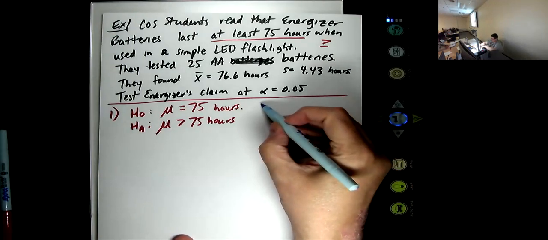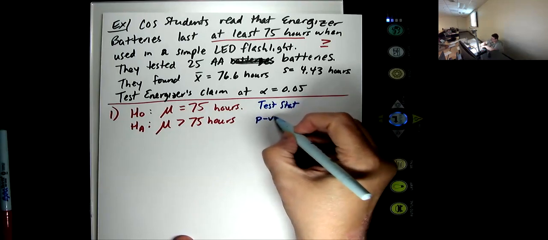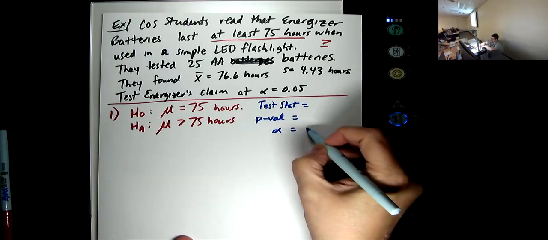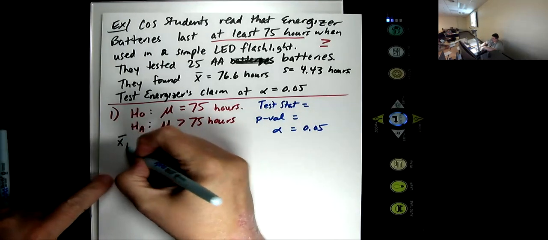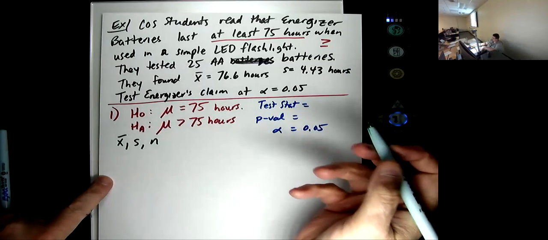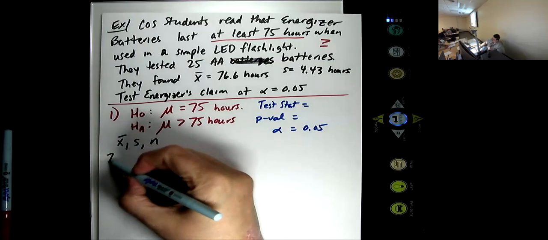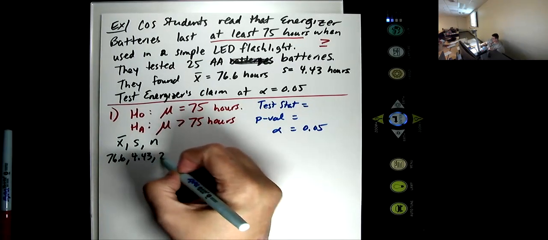I'm gonna need my test stat. I need my p-value. And I need alpha. I have alpha already, it's 0.05. StatCrunch is gonna want the information we have. They're gonna want X bar, S, and n, which we're all given. 76.6, 4.43, and 25.